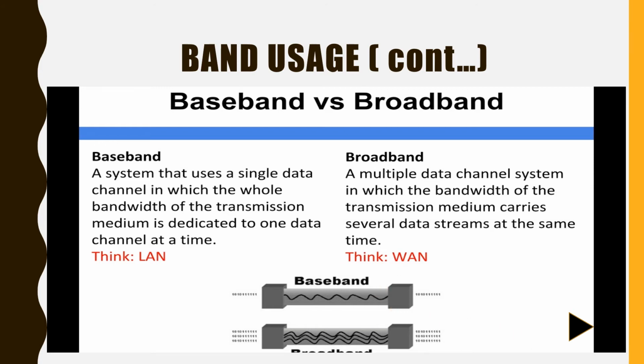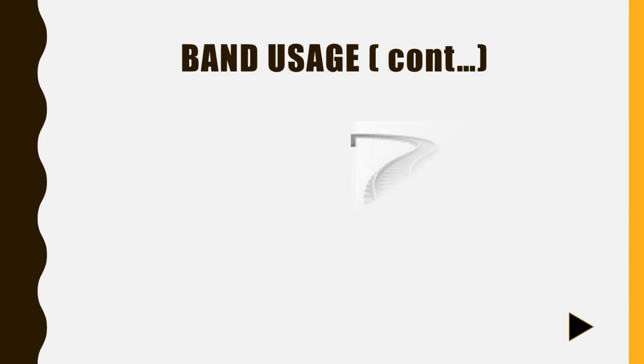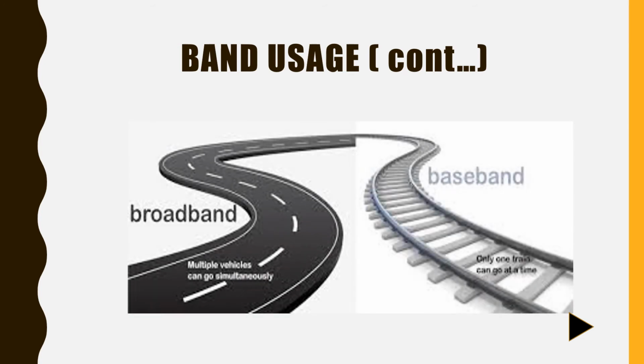Now for the next slide I show you a basic example from day-to-day life of baseband and broadband. We can take a railway track. Here they are showing the railway track. On a railway track at a time I can pass only a single train, and that is an example of baseband. That is, if I take the track as a medium, then that medium is shared by only that single train at a time. Now, for broadband, if I take a highway, here they are showing a two-lane highway.